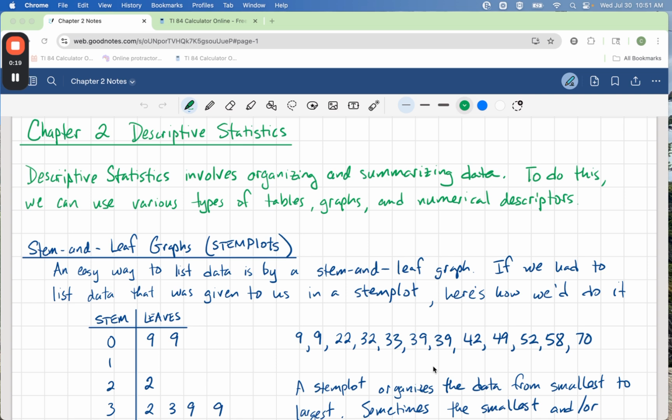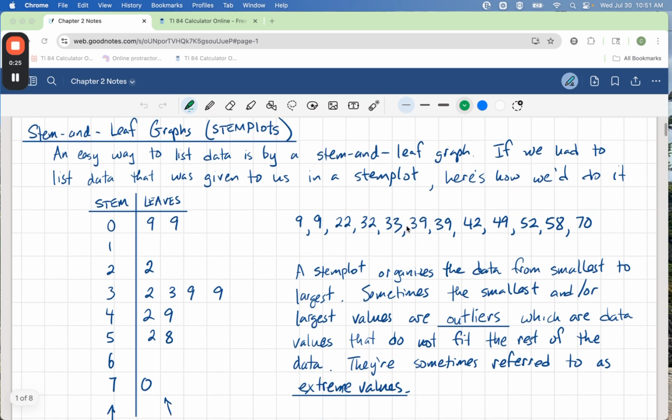So we're going to start first of all by organizing data through this thing called stem plots, and another way we say it is stem and leaf graphs. So we have this set of data, 9, 9, 22, 32, etc. The way a stem and leaf plot works is the first digit in each of those numbers is the stem, and the second digit in each of those numbers is the leaf.